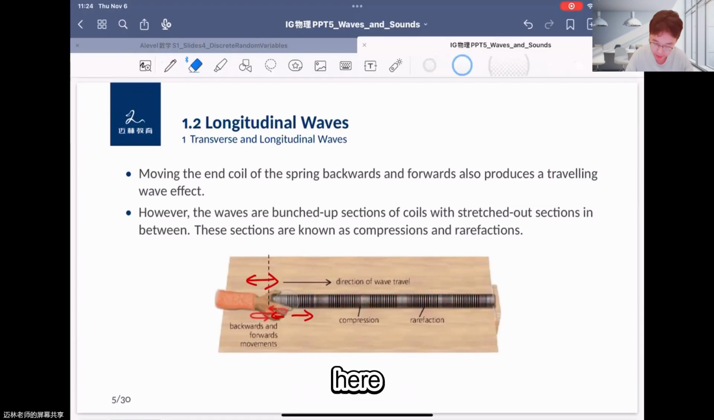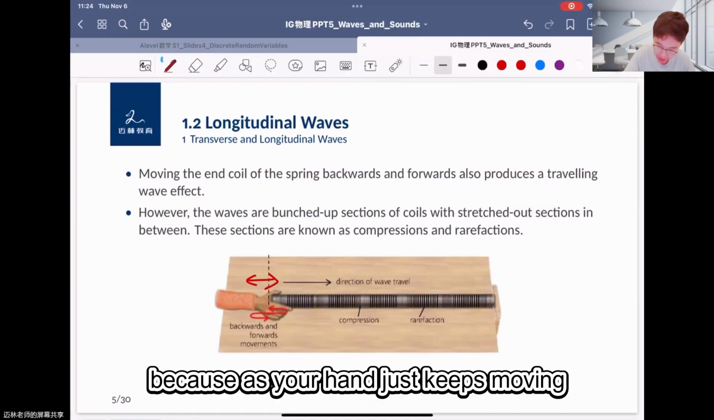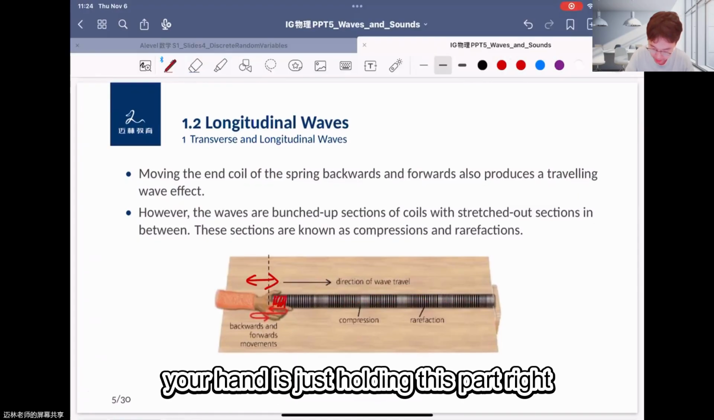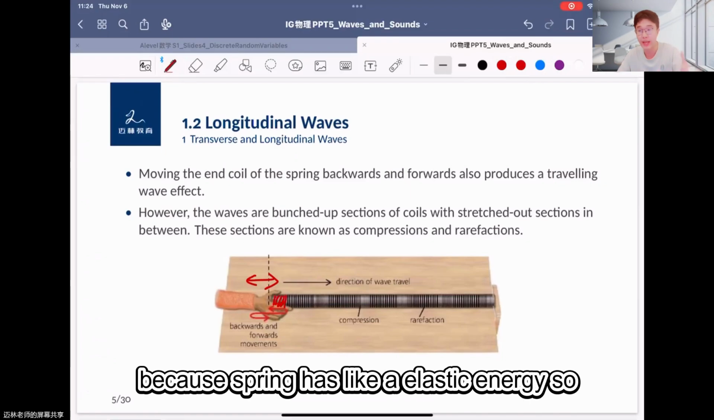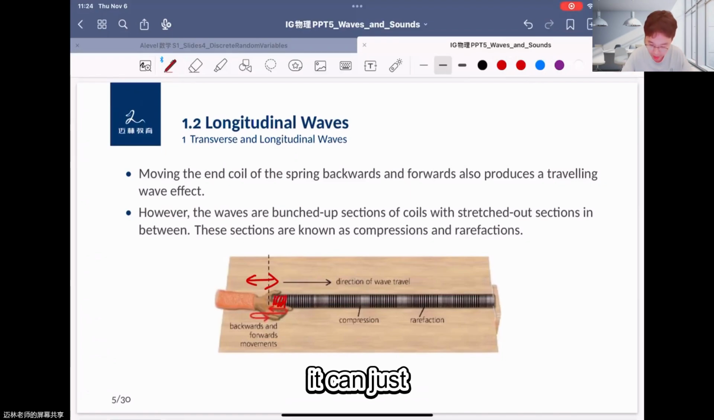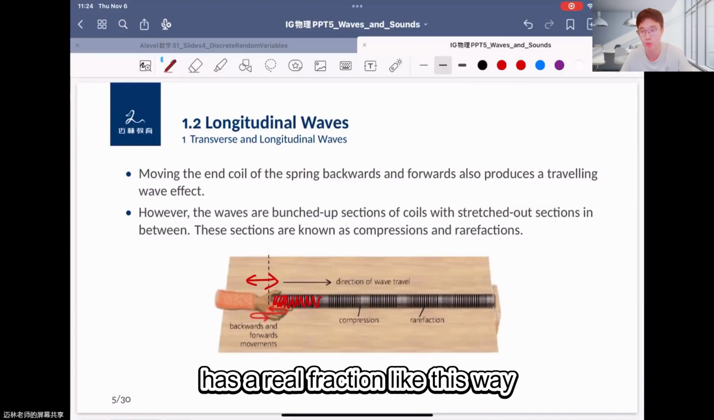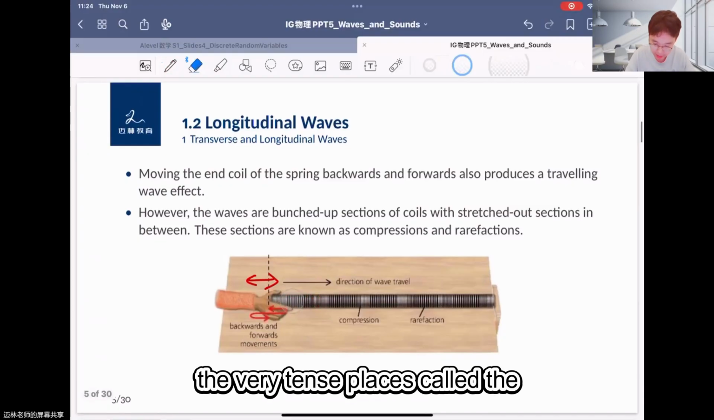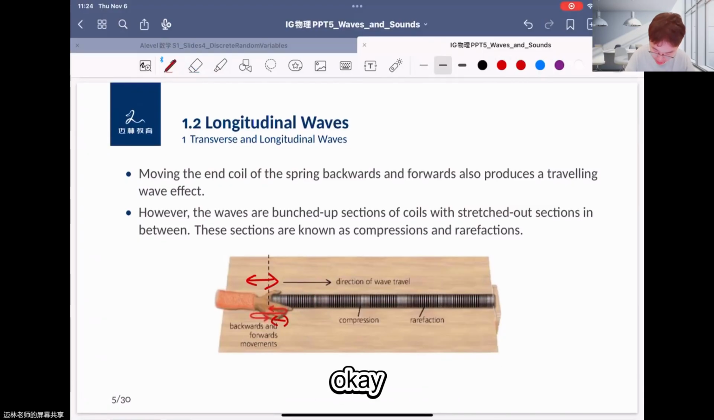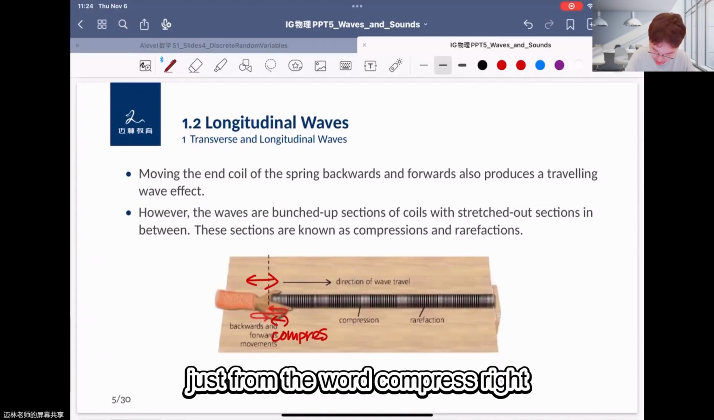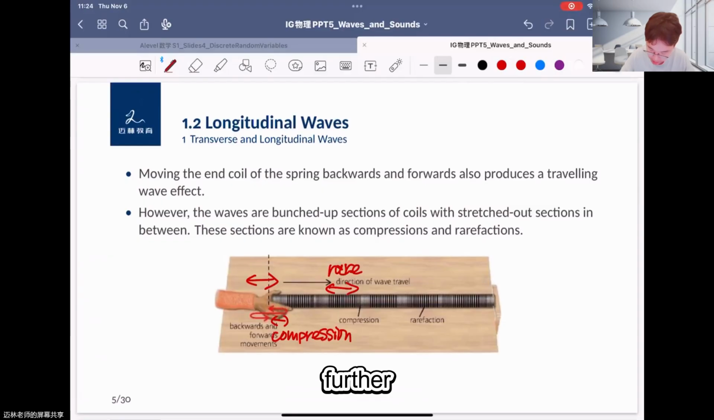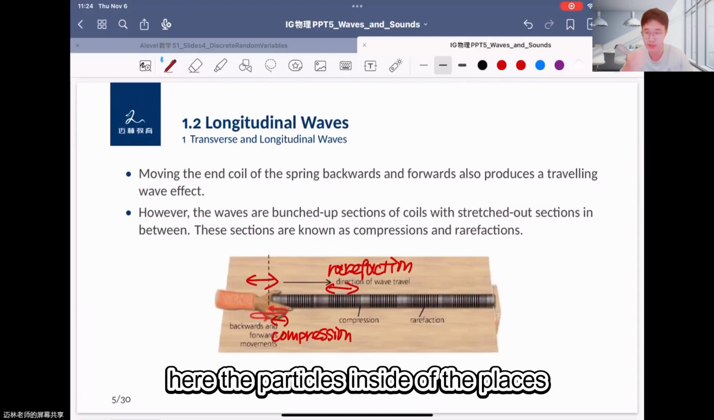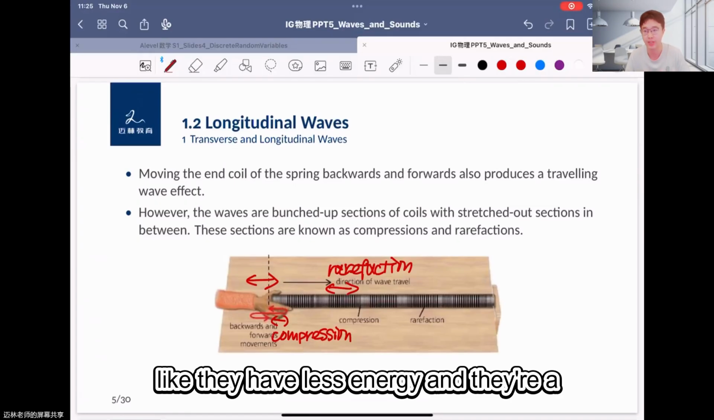You can find here, as your hand is moving, the part your hand is holding is very tense, but because the spring has elastic energy, it can also spread out like this, okay? So we call the very tense places the compression, just from the word compress, right? And these places mean it's a very further rarefaction, okay?